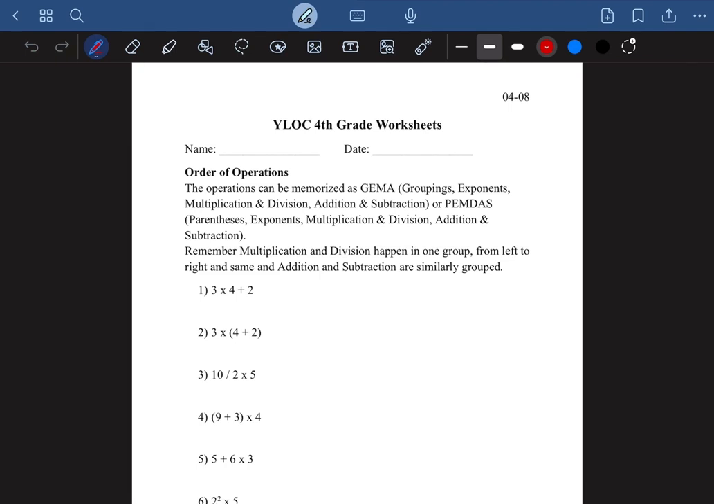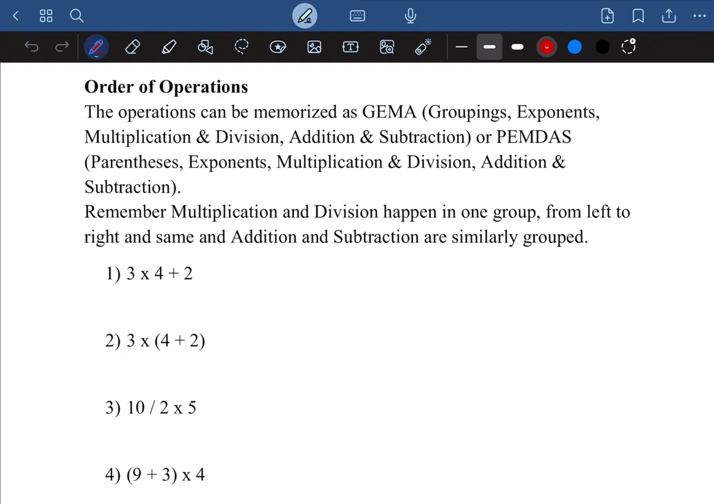grouped. So, if we look at number 1, we have 3 times 4 plus 2. Since multiplication comes before addition in PEMDAS, we're going to multiply 3 times 4 first and then add 2 to it. So 3 times 4 is 12, and then plus 2. 12 plus 2 is 14. So for number 1, the answer is 14.